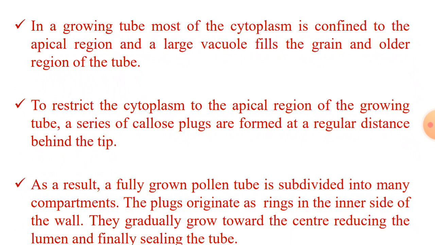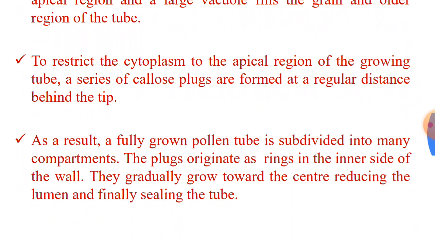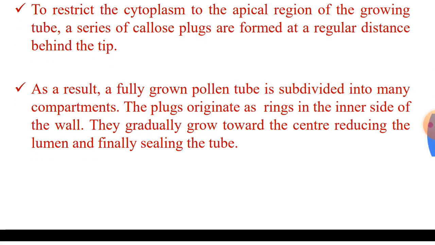To restrict the cytoplasm to the apical region of the growing tube, a series of callose plugs are formed at a regular distance behind the tip. As a result, a fully grown pollen tube is subdivided into many compartments. Due to formation of these callose plugs, the pollen tube is divided into several compartments. The plugs originate as a ring on the inner side of the wall. They gradually grow towards the center, reducing the lumen and finally sealing the tube.